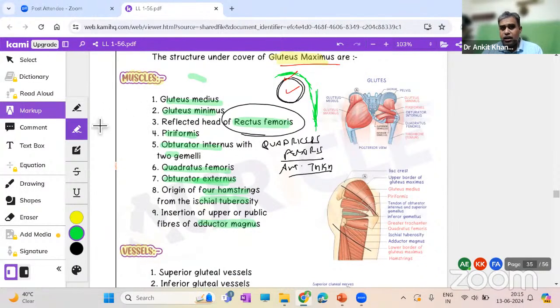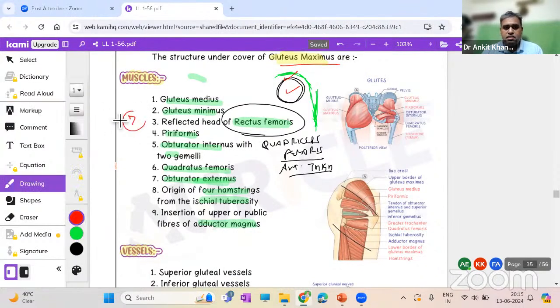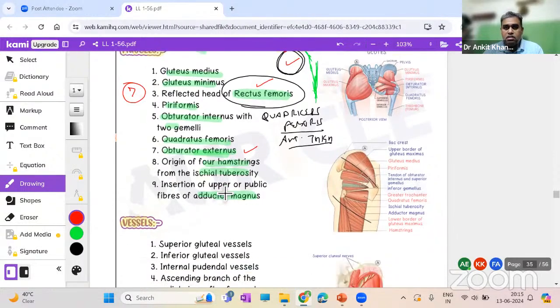But do remember to write at least these 7 muscles. What 7 muscles? In total we learned 8 muscles, 3 glutes and 5 lateral rotators. So total 8 are there. Now they're asking you deep to gluteus maximus, at least write these 7 muscles. Then you should write about the reflected head of rectus femoris. You can even write about the obturator externus as well, which was a muscle of the adductor compartment of the thigh. Now if you have learned about this, you can write the majority of the muscles over here.